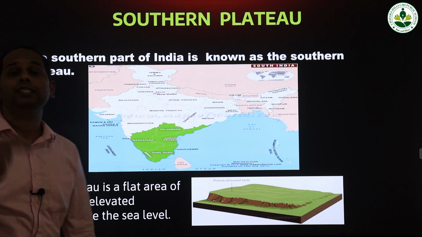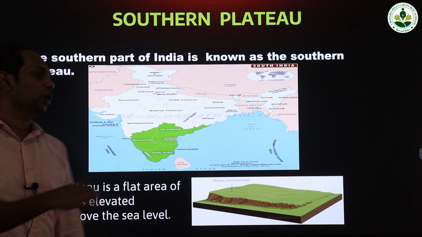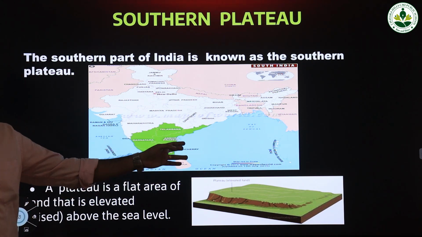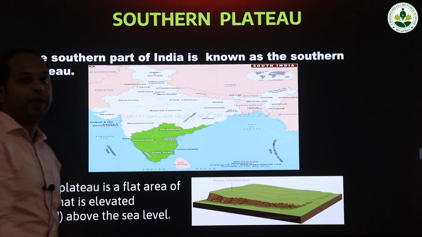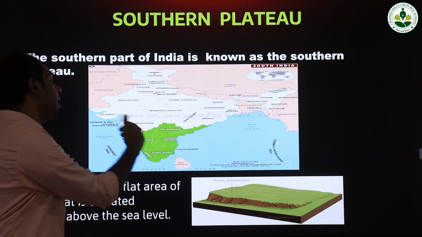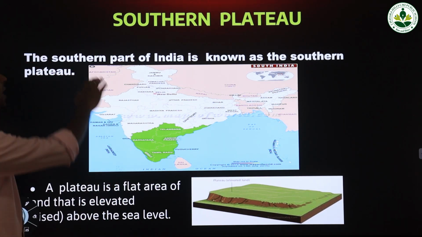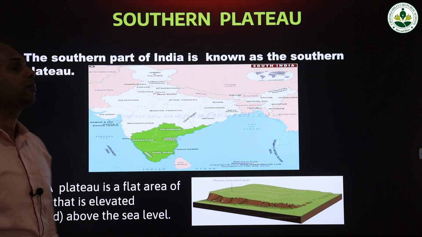And it is a very interesting fact that our state Kerala, and the neighboring states called Tamil Nadu, Andhra Pradesh, Telangana, Karnataka, all these states are located where? In the southern part of India. And the southern part of India is also known as Southern Plateau.